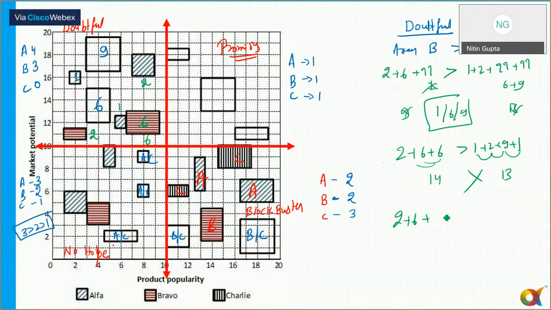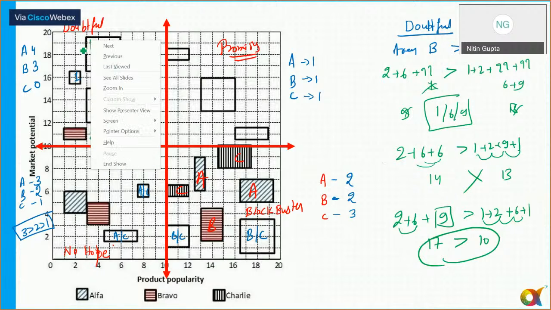If I take the third area of the Bravo as equal to 9, it will be greater than 1 plus 2 plus 6 plus 1. So you can see 2 plus 6 is 8, 8 plus 9 is equal to 17, which is definitely greater than 1 plus 2 plus 6 is 9, 9 plus 1 is 10 here. So that is the only possibility and there is no other choice here. So the largest one whose area is 9 is definitely the Bravo. So I am writing this is equal to Bravo.